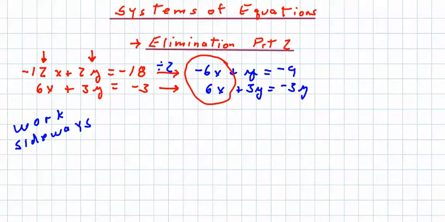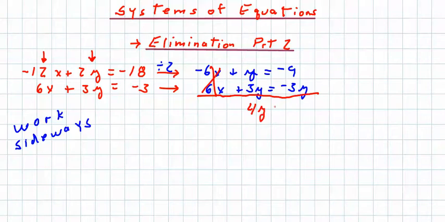When I can do that, I then put a line under my equations and add them together. Those eliminate. 3y and 1y is 4y. Negative 9 and negative 3 is negative 12. We divide both sides by 4, and we get y equals negative 3.